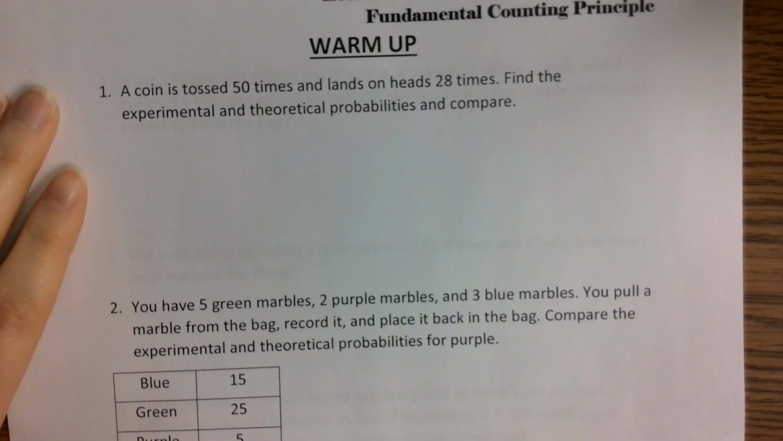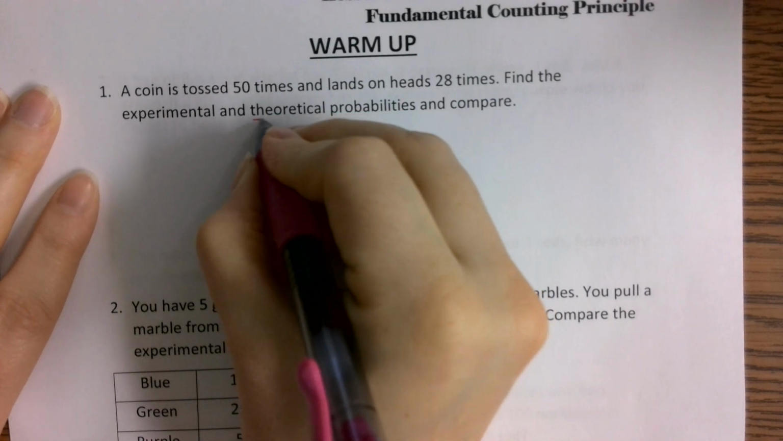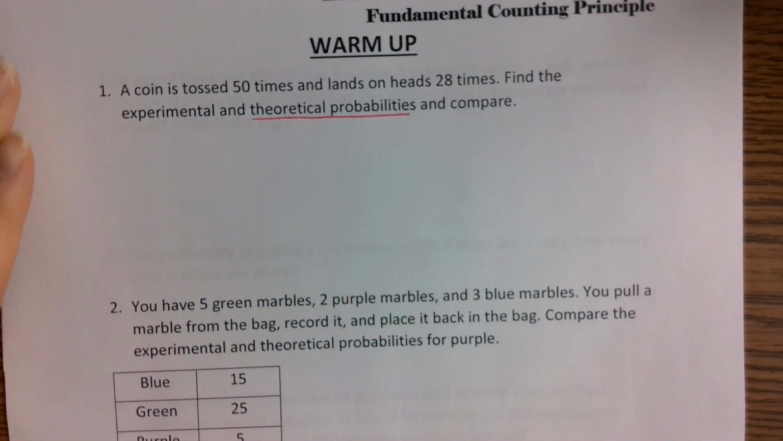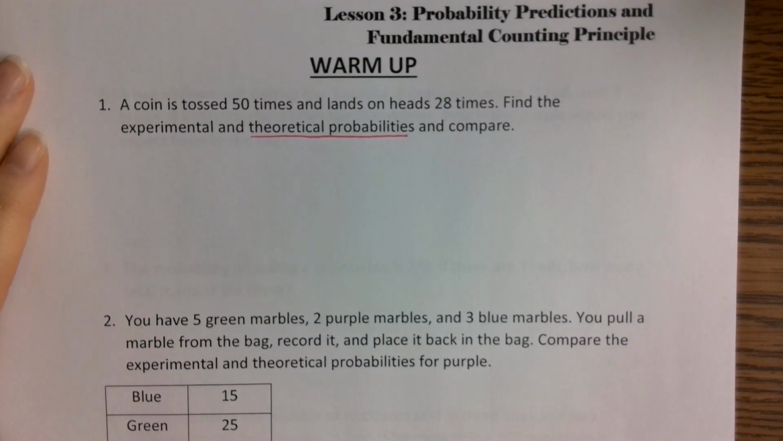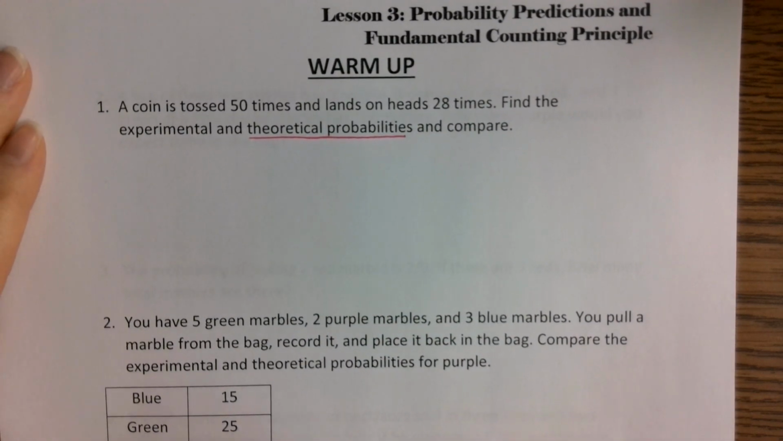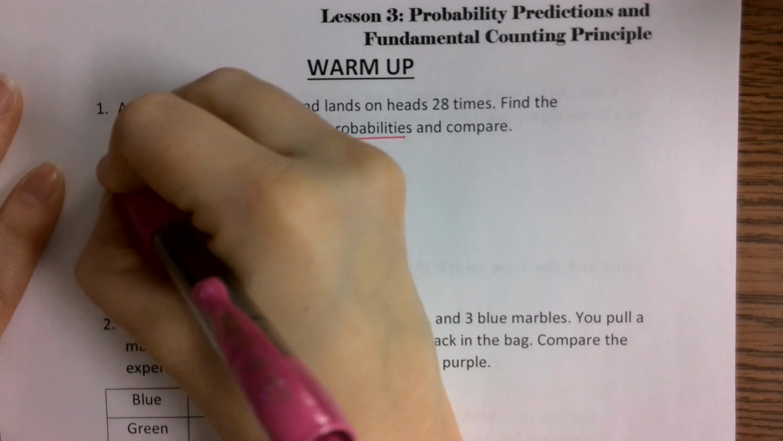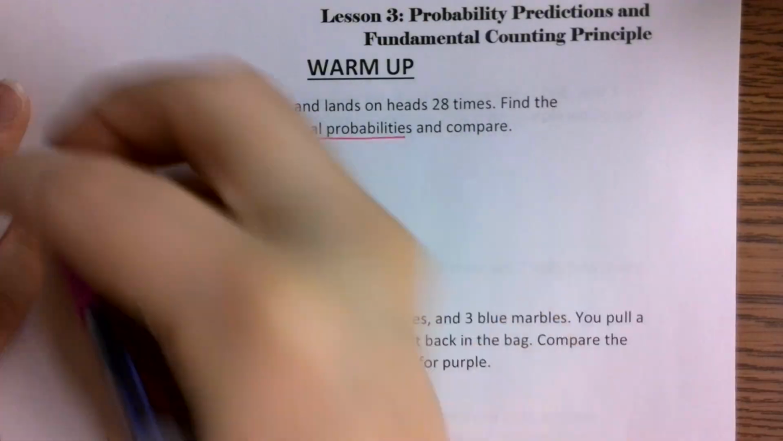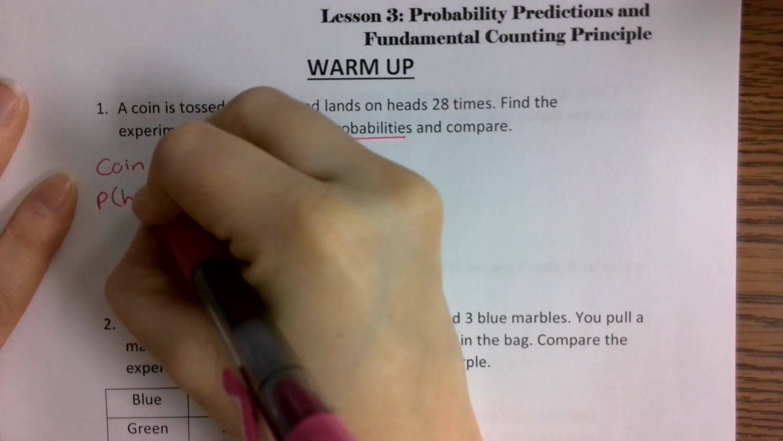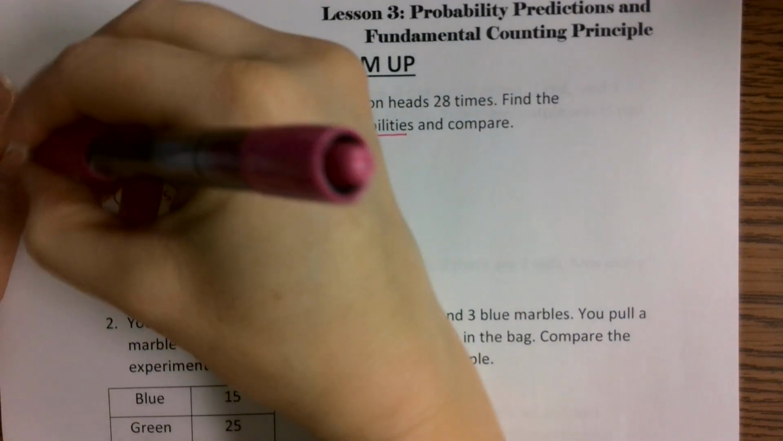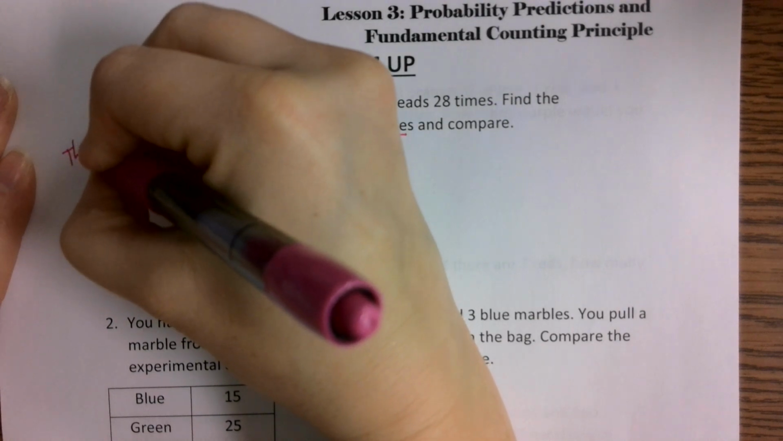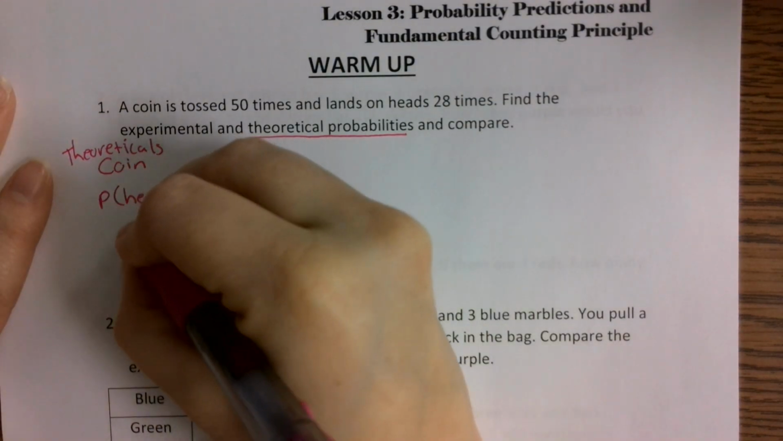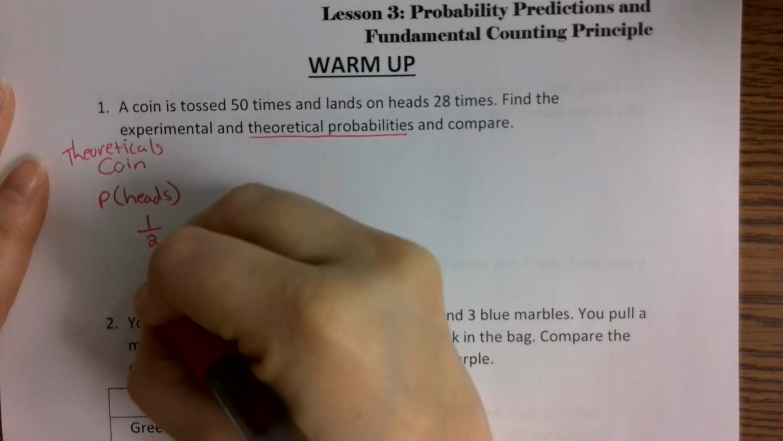So in theory, for theoretical probability, all we're doing is focusing on the coin. So the probability that the coin is going to land on heads is what? If I just focus on a coin itself, in theory, how often should a coin land on heads, guys? 50-50, right? Half of the time, or 50%.